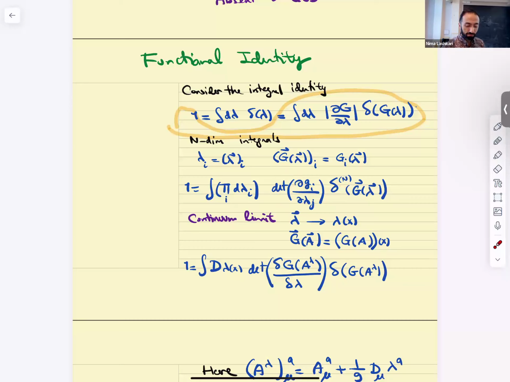Good. Now let's take the continuum limit. When this vector lambda becomes lambda of x, a function's worth of things, then this g becomes a differential operator that sends a function to a function. That's going to be a gauge fixing, like del mu of something. So my functional integral identity becomes the path integral over lambda of x, times delta of g of A-lambda, times the determinant of del g of A-lambda over del lambda, d lambda.